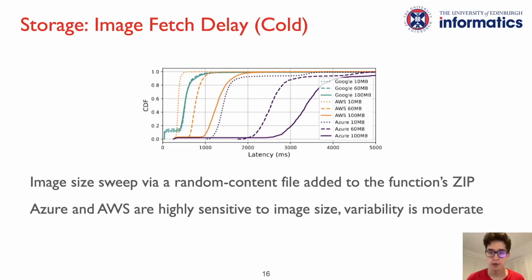On this chart, you can see a set of CDFs for different providers and image sizes. Providers are shown with different colors, and the image sizes are shown with solid, dashed, and dotted lines. The image size here means that, for example, image size of 1 megabyte means that a file of 1 megabyte in size was added to the image. And 100 megabyte means that a 100 megabyte file was added to the image.